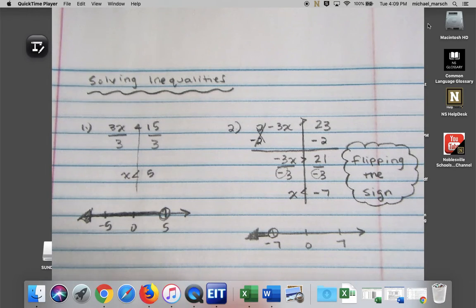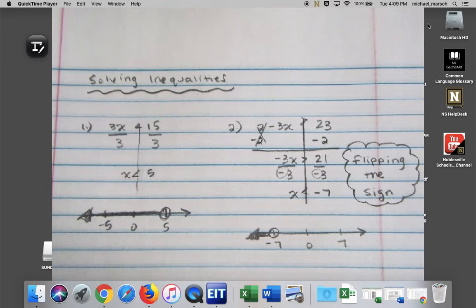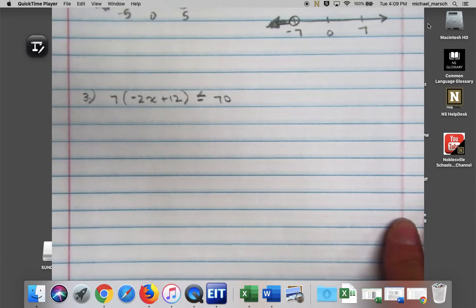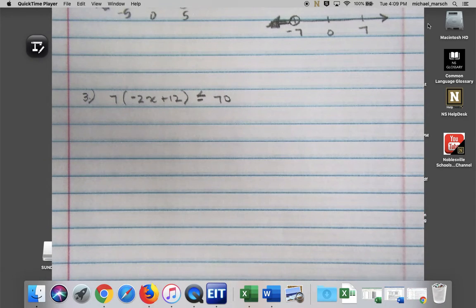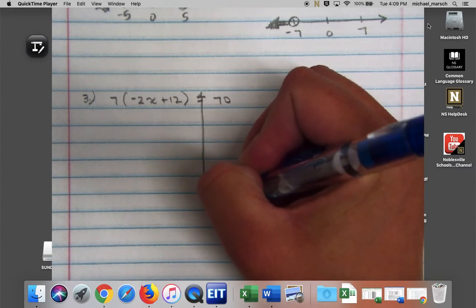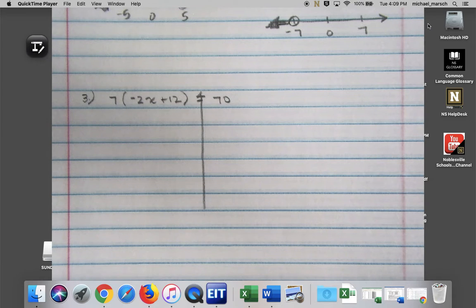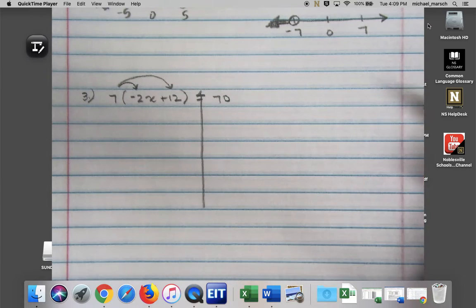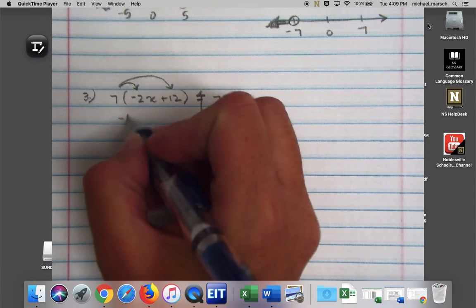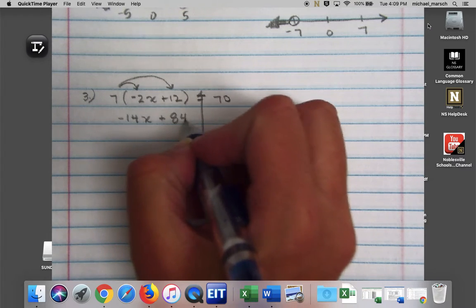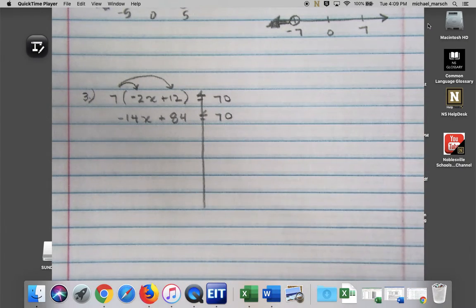7 times the quantity negative 2x plus 12 is less than or equal to 70. Oops, I'm sorry, you guys can't see that. There it is. So I'm going to draw my wall of equality just like I would normally if this was an equation. I'm going to follow all of my equation solving steps. So 7 times negative 2 is negative 14x. 7 times 12 is plus 84. It's less than or equal to 70.